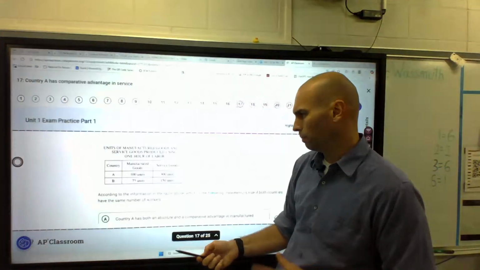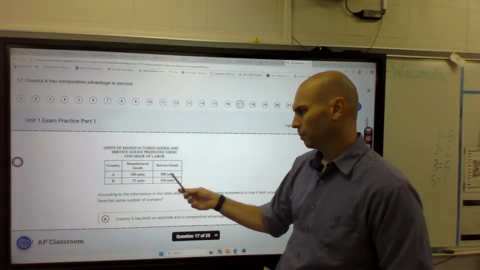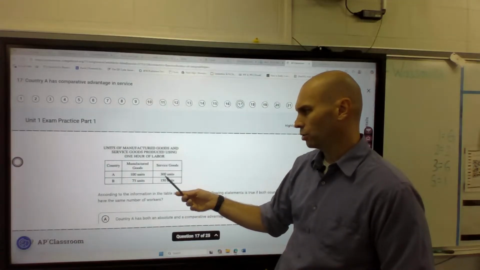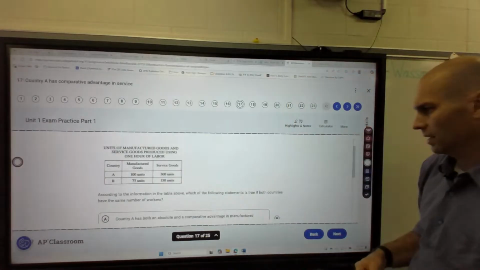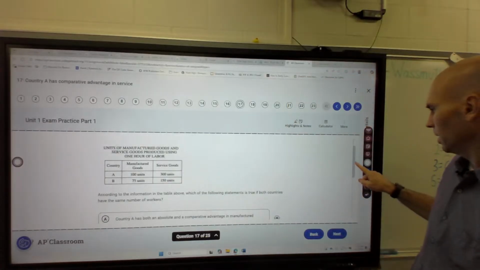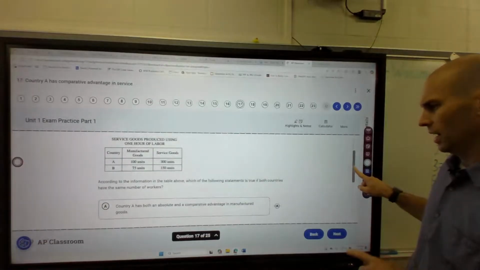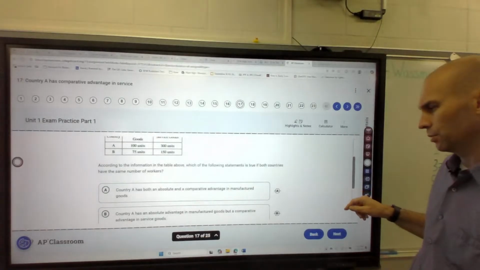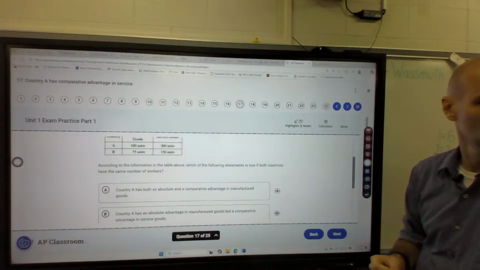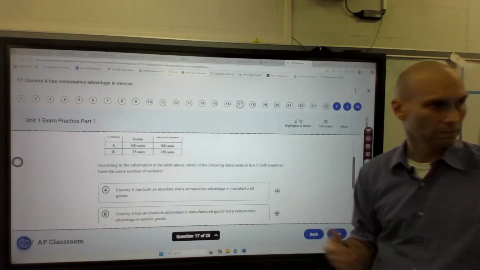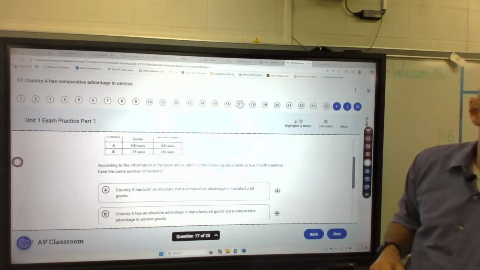A has the absolute advantage in both. You guys see that? And they have the comparative advantage. So A can do service, B does manufacturing. Good enough? So A has the absolute advantage in manufacturing, but a comparative advantage in service. Yeah, that's right. I mean, A has the absolute advantage in both, but whatever. Good enough? All right. We'll do 19.